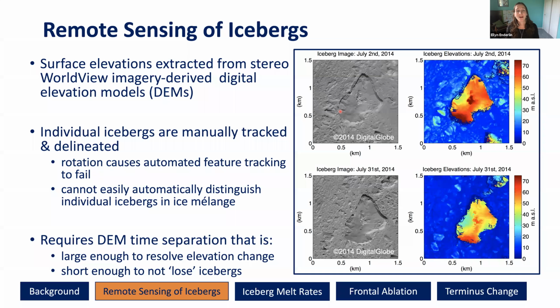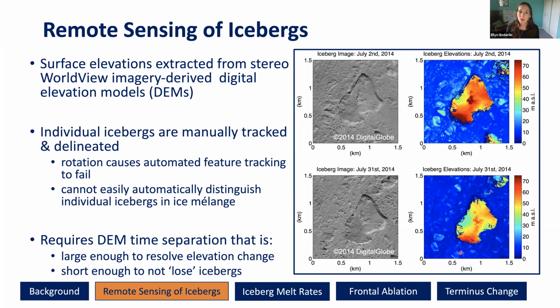It also requires that the DEMs have really nice time separation. By nice time separation, I mean that it needs to be large enough that we can resolve elevation changes. You can see here in Southeast Greenland, this is less than a month. Our iceberg had a freeboard of about 70 meters at the beginning of July, and that dropped down to about 50 meters by the end of July. So, okay, a month is good in Greenland.